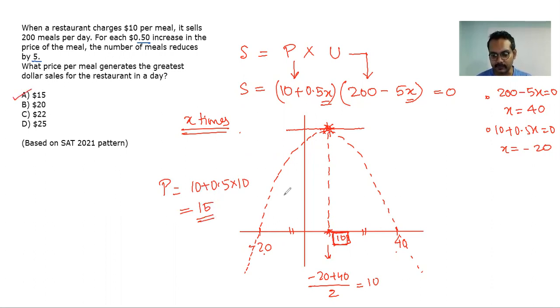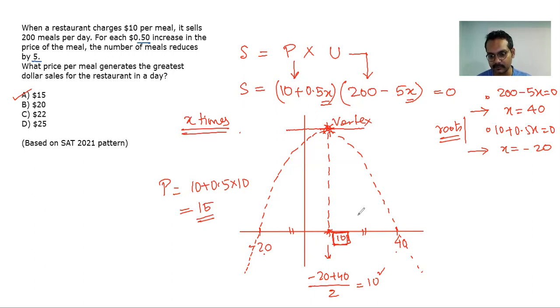Okay, so we don't really need to draw the parabola and all. I was just explaining. So once we get these two as the roots, we should use the logic that the peak, maximum or the minimum, the vertex basically, occurs exactly halfway between the roots. So the roots are minus 20 and 40. So what is halfway between the roots? That's 10. So my x value is where we have the vertex. So that value is 10.